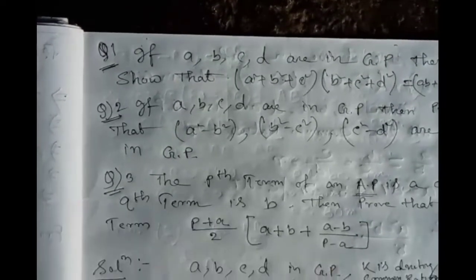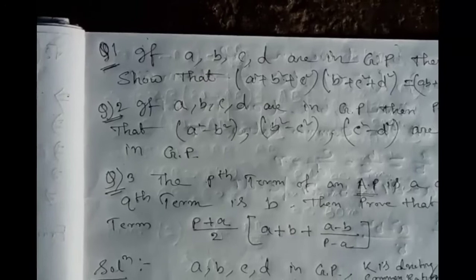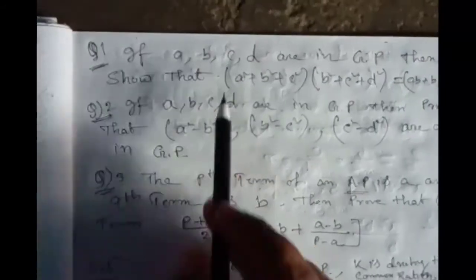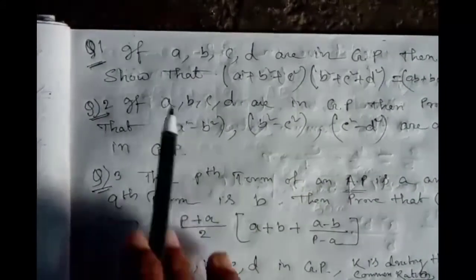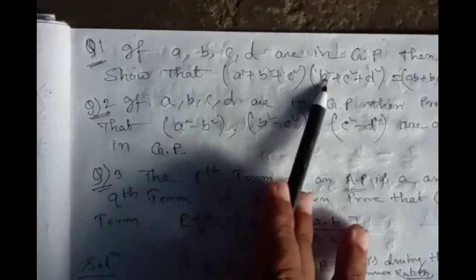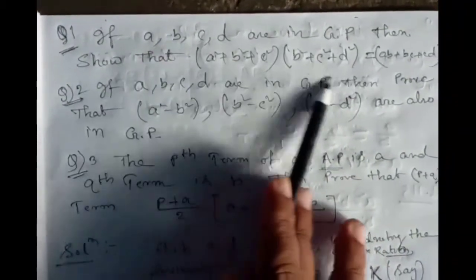So as you can see from here, we are going to solve some questions related to geometric progression and arithmetic progression. What is given in the first question: if A, B, C, D are in geometric progression, then show that this is equal to this. So here comes the solution.